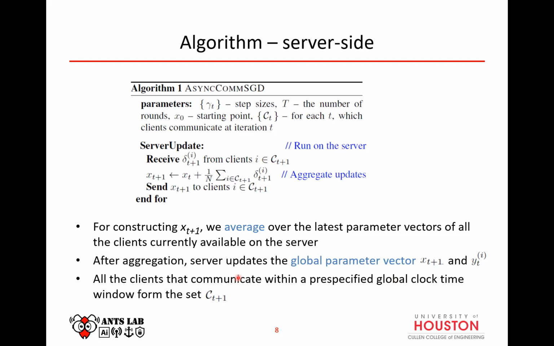So you mean the pre-specified global clock time is more like, for example, every hour or every 5 minutes, I will just wait for 5 minutes to see which clients send their model update to me, and I will aggregate the model updates. So the CT here will be a random set, right? Exactly. Yeah, that's exactly it.